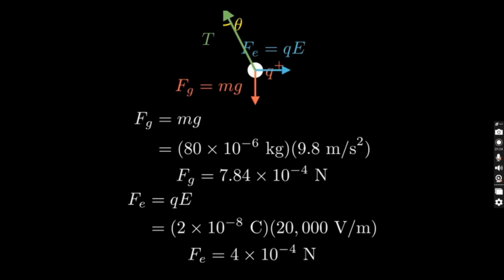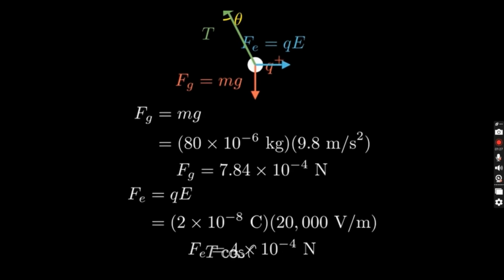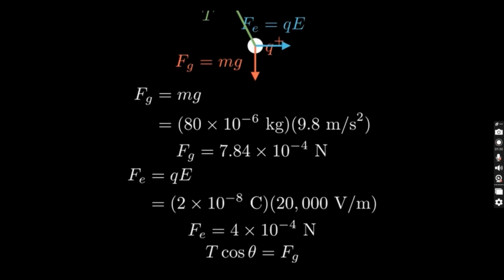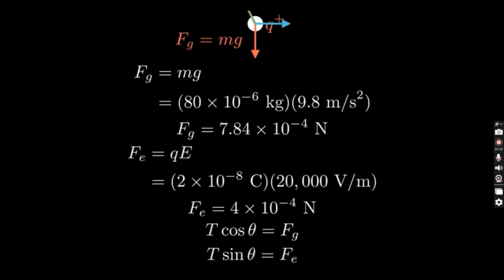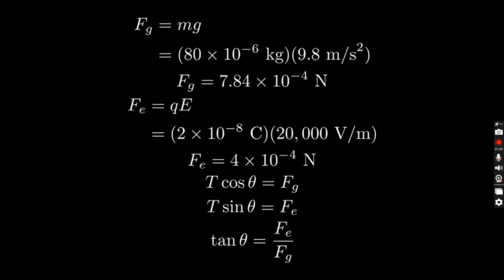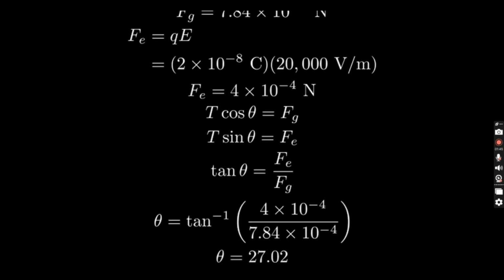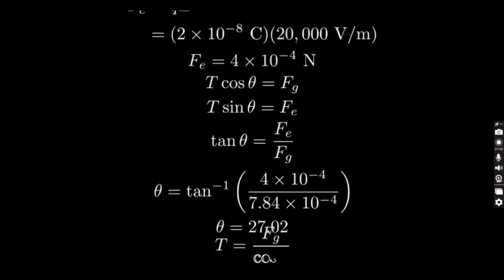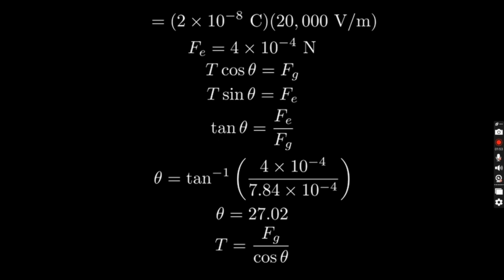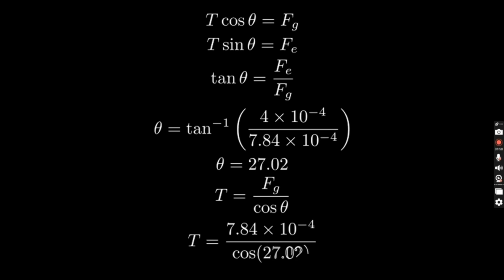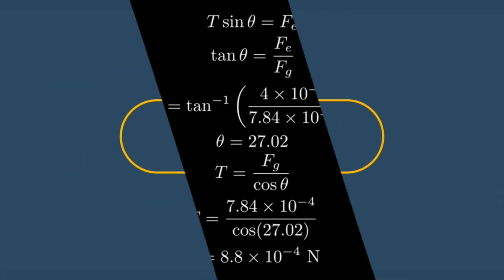Since the bob is in equilibrium, we can write two equations. In the vertical direction, T cosine theta equals the gravitational force, and in the horizontal direction, T sine theta equals the electric force. To find the angle, we can divide these equations. This gives us tangent theta equals Fe over Fg. Plugging in our values and calculating, we get an angle of 27.02 degrees. Finally, to find the tension, we can use either equation. Using the vertical component, we get T equals Fg divided by cosine theta. Plugging in our values, we get a tension of 8.8 times 10 to the minus 4 newtons.